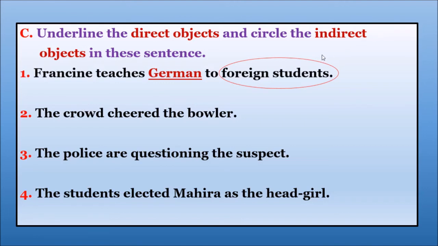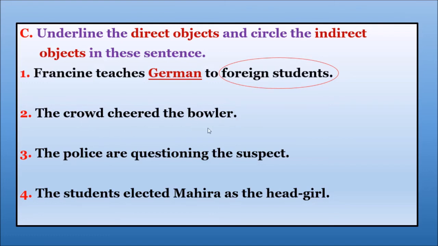Indirect objects will always be indefinite. Direct objects we can mention particularly: there is a man, there is a boy, there is one pencil, there is one car, a bus is going. When we mention a name or the number or quantity specifically, that will be the direct object. When we are not particular about the number or quantity, that will become the indirect object. Look here, Francine teaches German. We know exactly what the subject is. To whom? Foreign students. Do you know how many students there are? Students means a group of students, but we don't know how many, right? That is why it became an indirect object. Here, the crowd cheered the bowler.